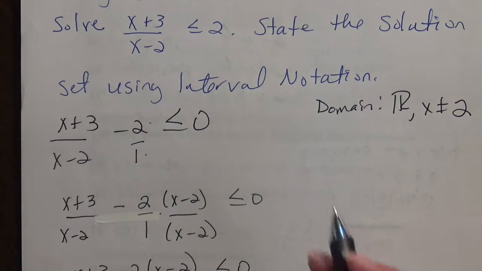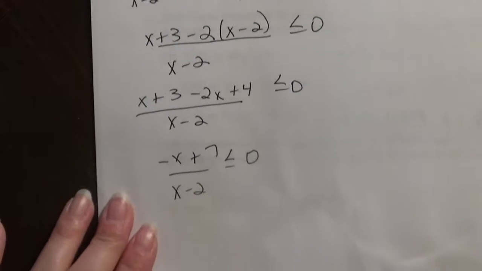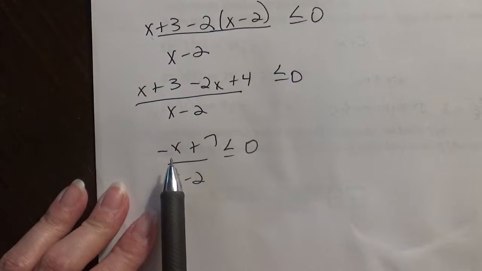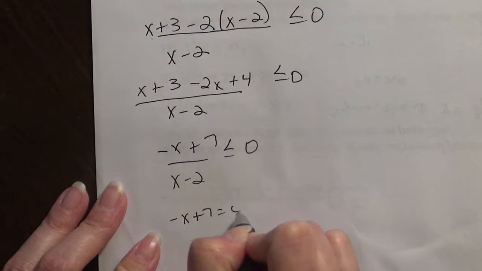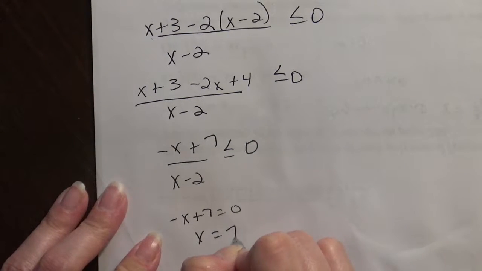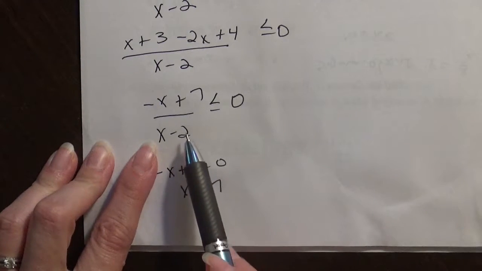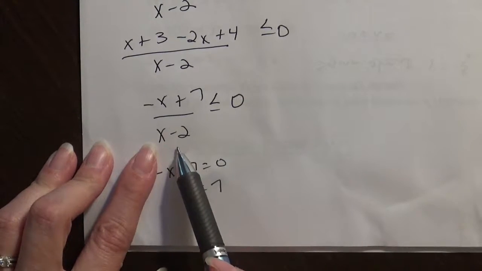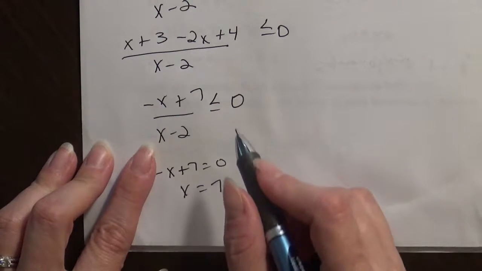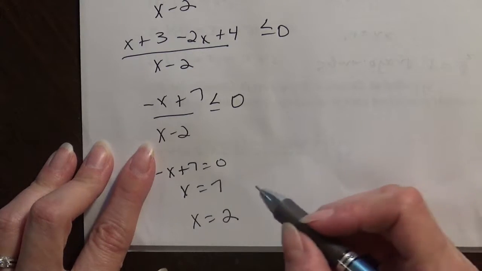But now I'm ready to draw my graph. Oh, I didn't get my zeros, sorry. What root do I have, or what 0 do I have here? What value for x will make that numerator equal to 0? If I set negative x plus 7 equal to 0 and solve, I'm going to get x equals 7. So 7 needs to go on my number line. And in the denominator, 2 would make that denominator equal to 0. So 2 is also going to have to go on our number line. Even though 2 is not part of my domain, it is my vertical asymptote.